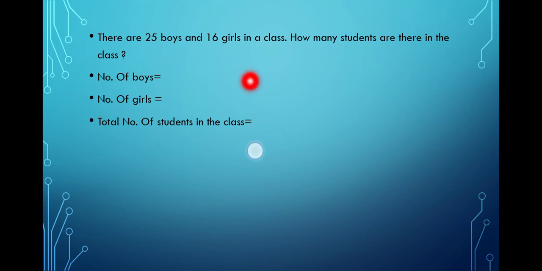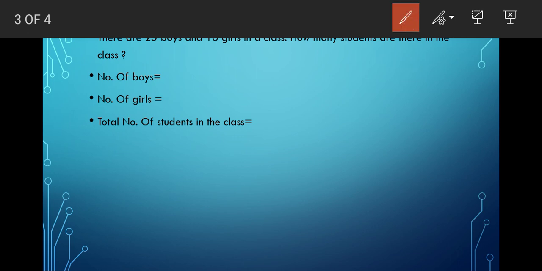You have to add and write down, isn't it? So first of all, what we are going to do? We are going to write down the number of boys. How many are there? Number of boys 25. Then number of girls is 16. When you have to find out the total number of students, that means you have to add.